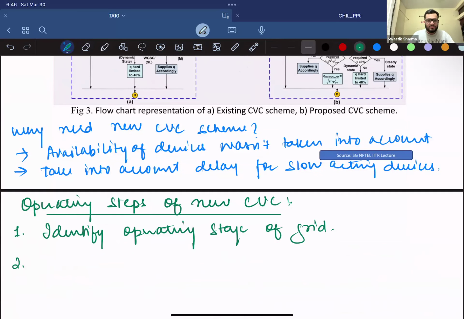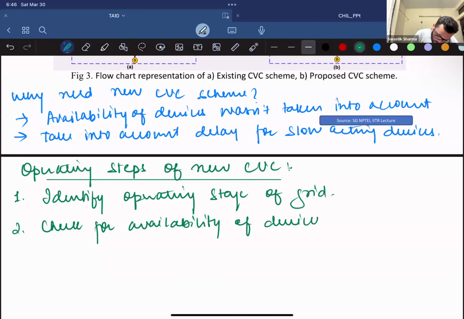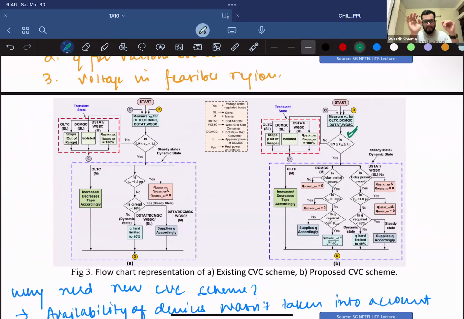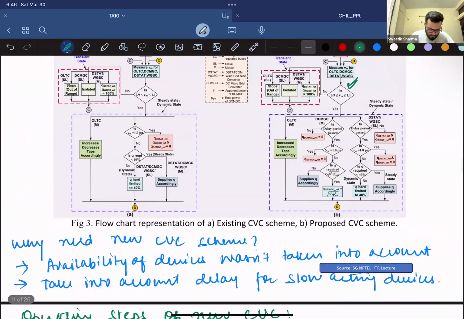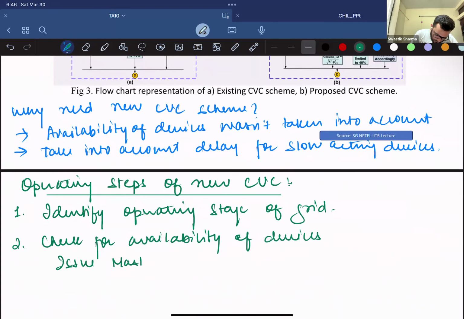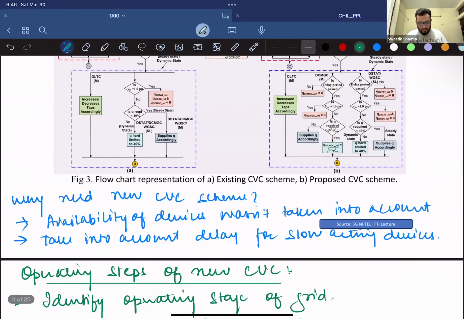You move on to the second stage. You check for the availability of devices. So you check if your OLTC is available, if your DSTATCOM is available. What all components do you have right now in your stage? Then you issue master or slave commands. That is, you check what kind of role a regulating device deserves.